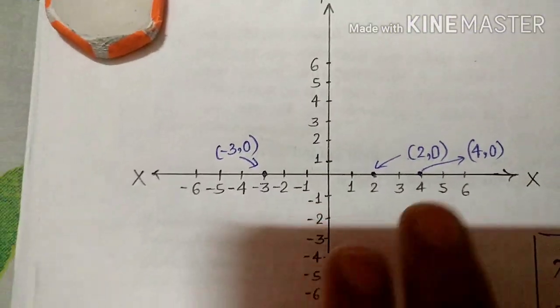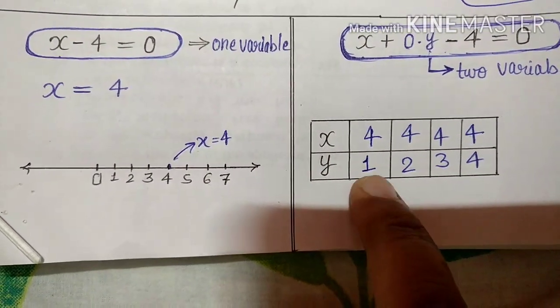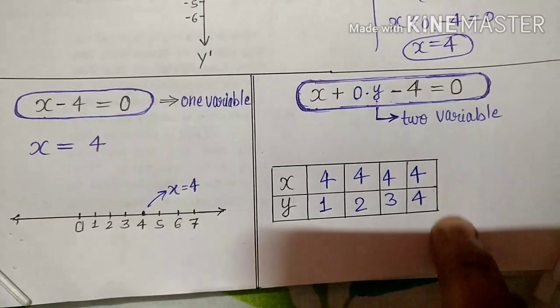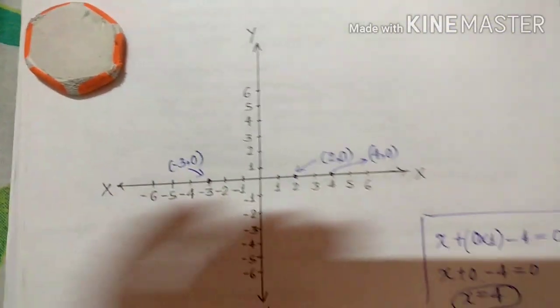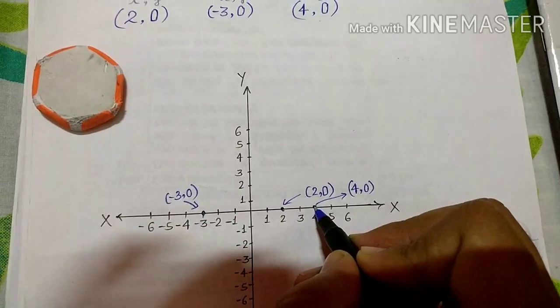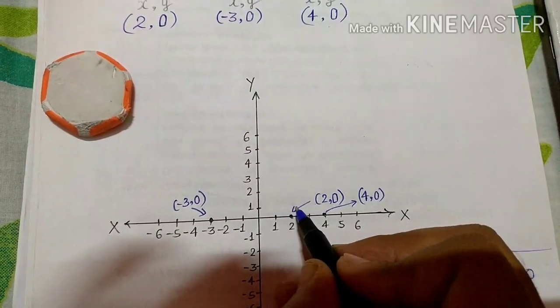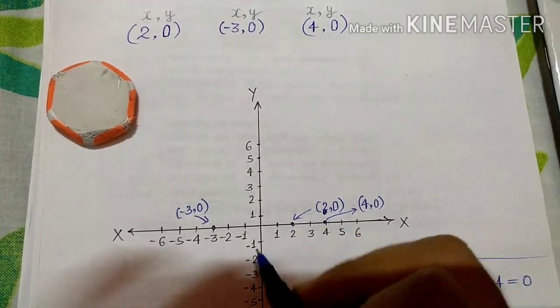This is a graph paper. What is our first point? 4 comma 1, then 4 comma 2, then 4 comma 3, then 4 comma 4. So the first one is 4 comma 1. Let's represent it here. Where is 4? This is 4. Where is 1? This is 1. So 1 comes here. We can take a point here. This is 4 comma 1.